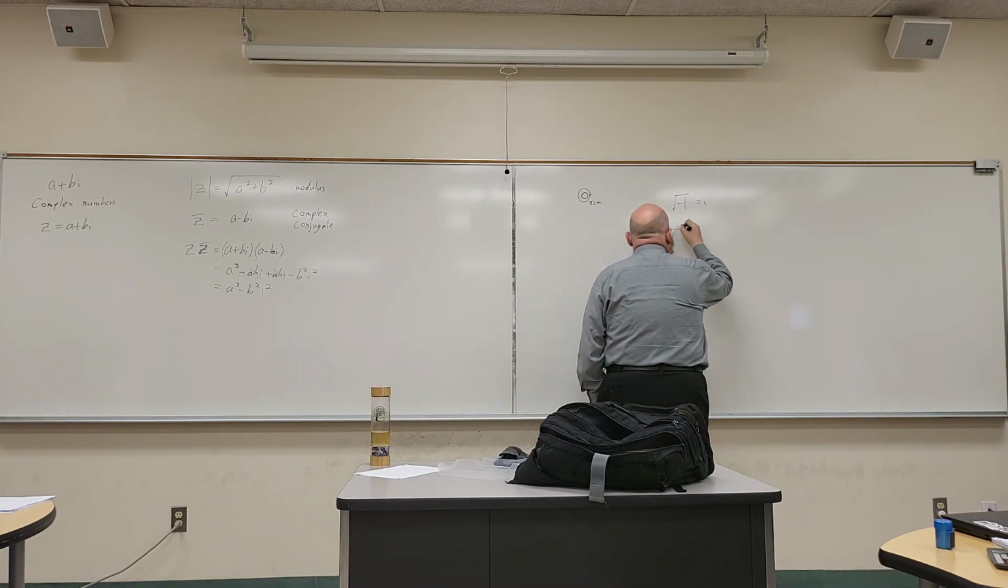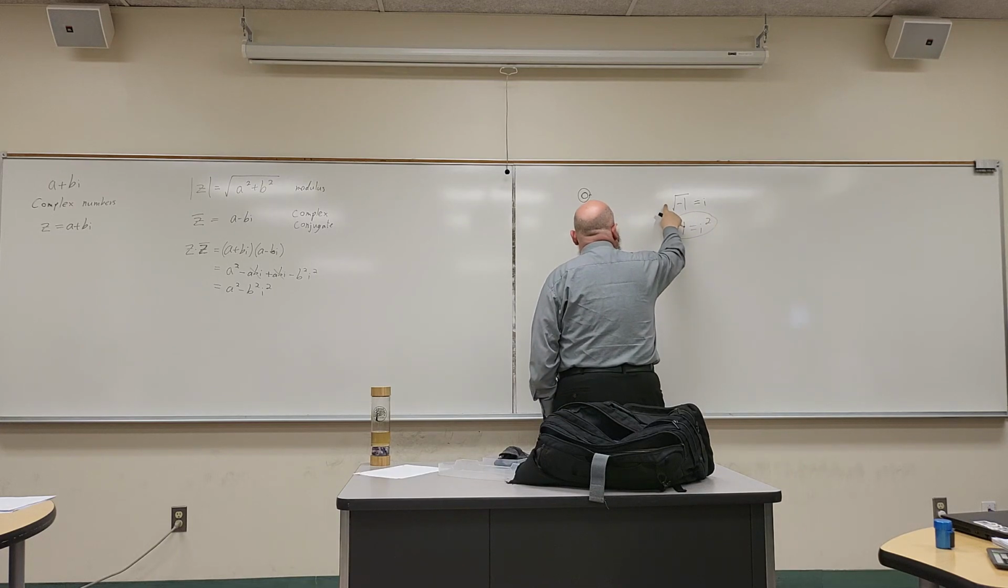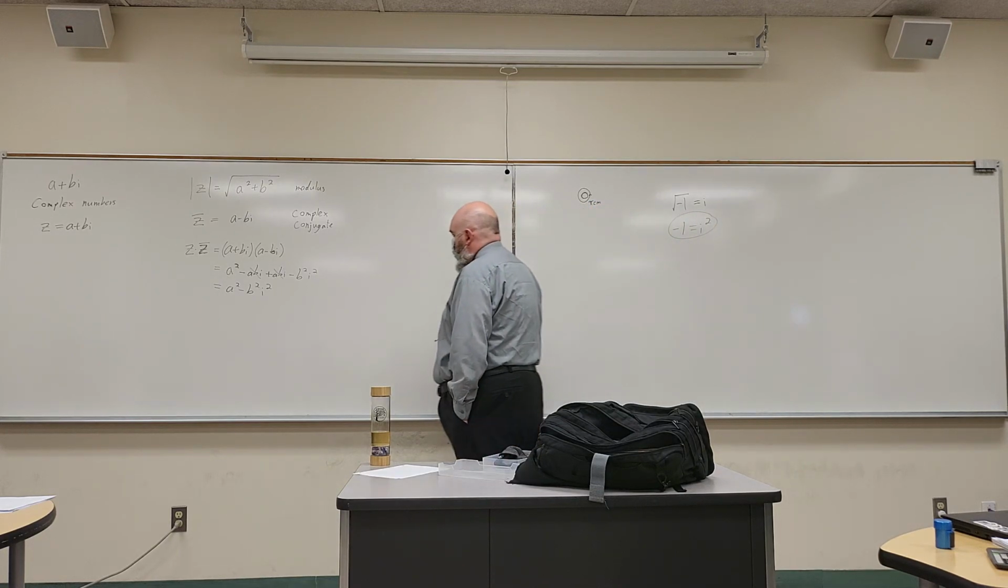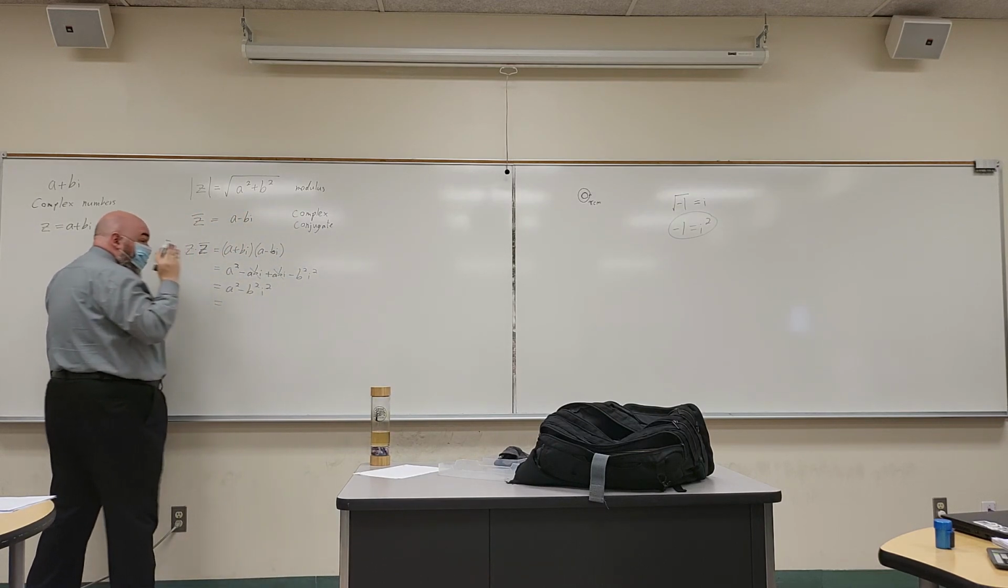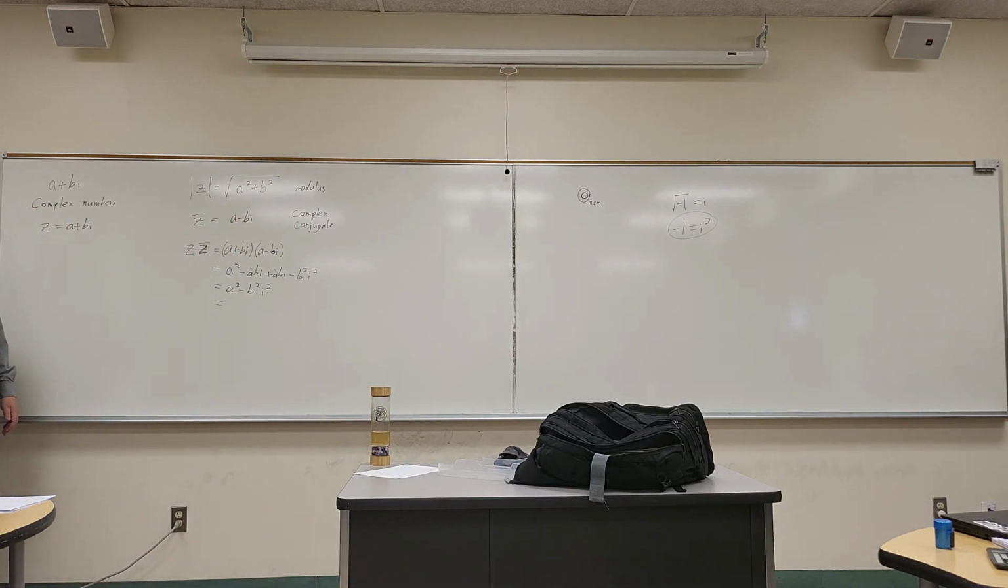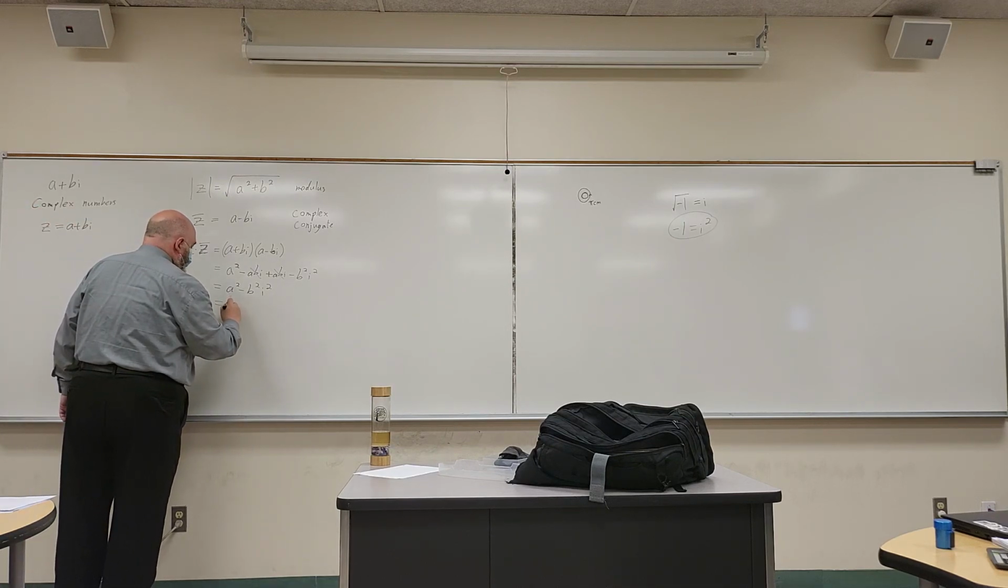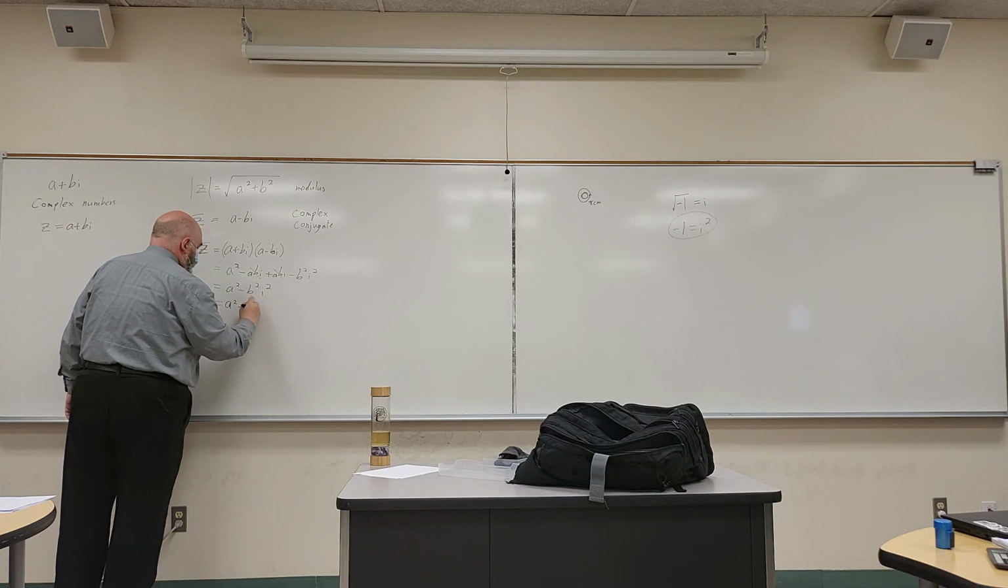In fact, according to some texts, this is the actual definition. This is a consequence of the definition, i squared equaling negative one. That is the most important thing to remember about i. The rest of the time you can kind of treat it like a variable. But i squared is negative one, never forget that. So this is actually a squared plus b squared.